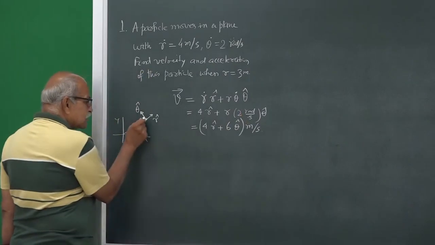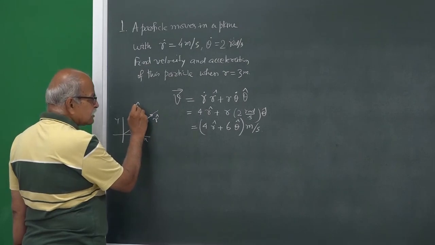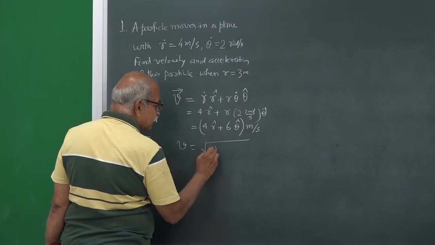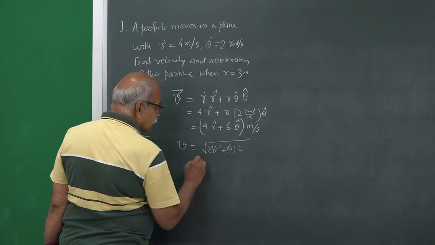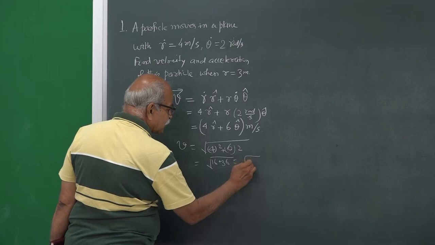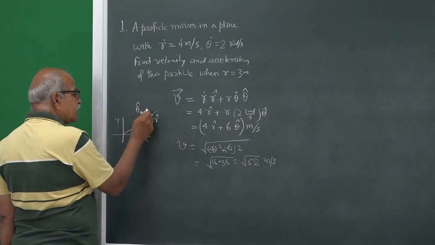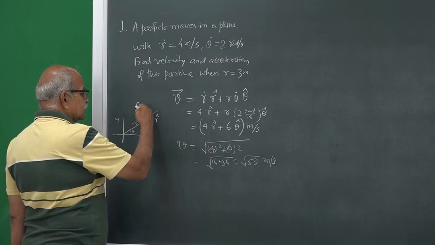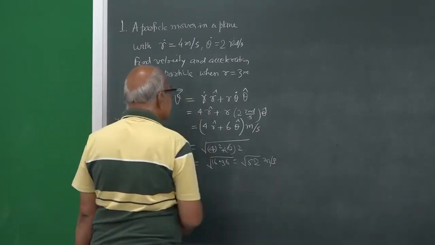In this direction the component is 4 units, and in this direction the component is 6 units. If you want the speed, it is just the square root of 4 square plus 6 square. So, 16 plus 36, that is square root of 52 meter per second, that is the speed. And if you want the angle, you can always get it: tan theta is equal to the radial component divided by the transverse component. So, this is about velocity.